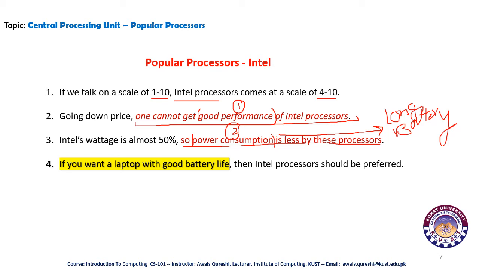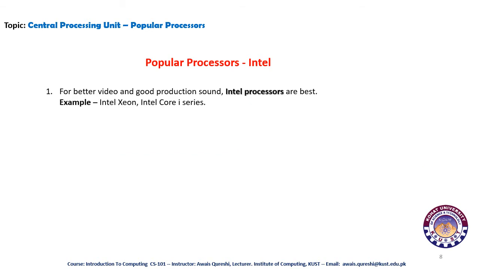So these are the main reasons why Intel processors are so popular in the market. If you want a laptop with good battery life, then Intel processors should be preferred. Always prefer Intel processors if you want good battery life and good performance as well. For better video and good production of sound, Intel processors are best. Examples are Intel Xeon and the Intel Core i series.